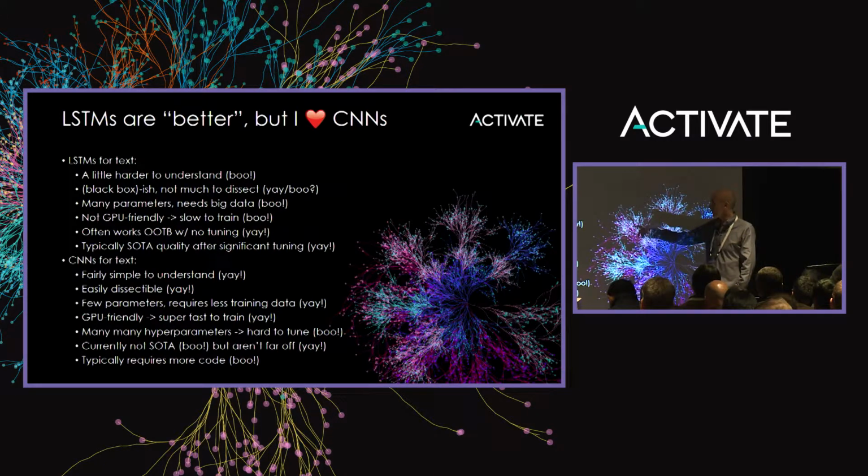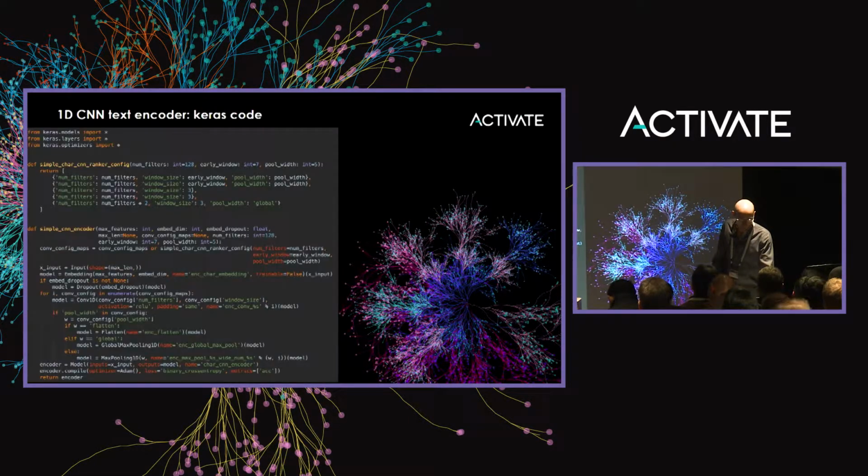Typically requires more code. That's true. CNNs do require more code to write because you're configuring a much bigger thing. But it's still not a ton. You don't need to read everything on here, but this is a full CNN in Keras for text, an encoder.